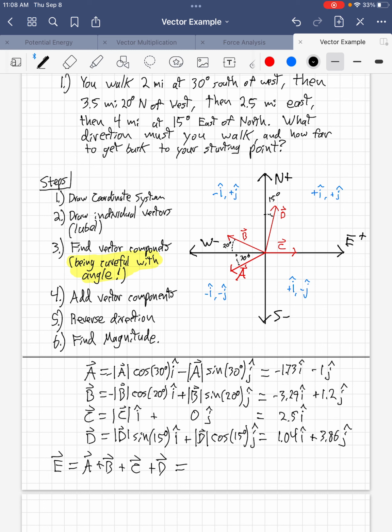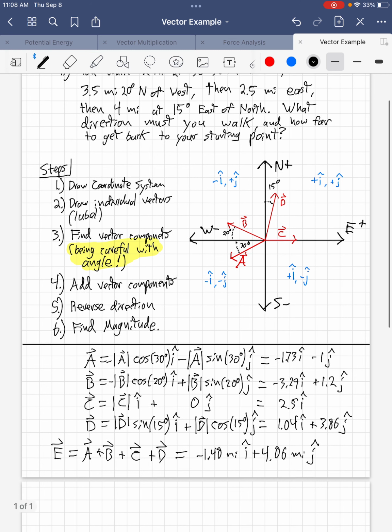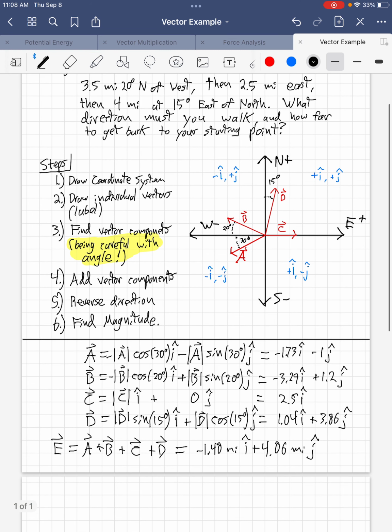Okay, and that's in the end going to give us 1.48 miles in the i direction, plus 4.06 miles in the j direction. All right, so the question, keep in mind what the question is asking. What direction should you walk to get back to your starting point?